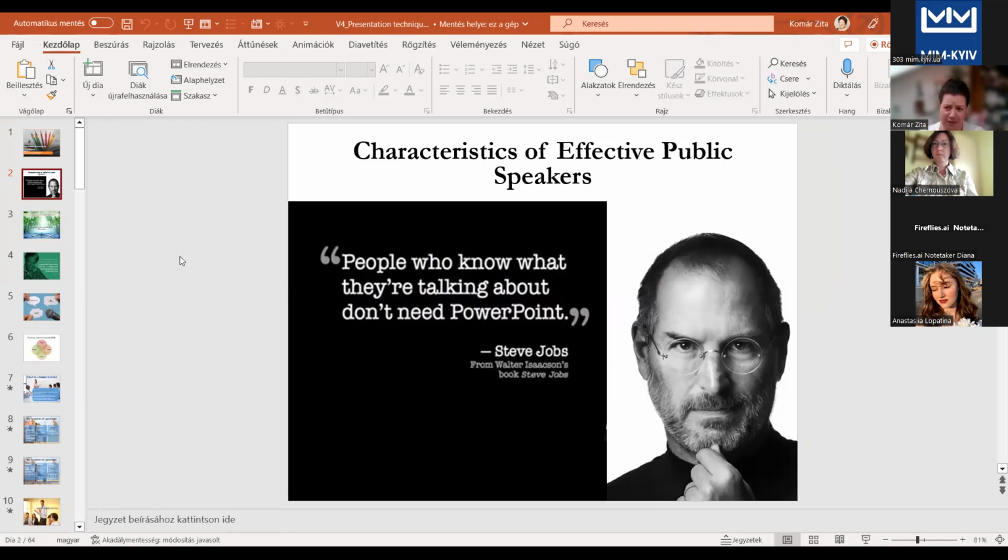The first one is from Steve Jobs, and we know him as a really good presenter. Many people like the way he presents. It's some kind of an unorthodox approach that he has in presentation. He wasn't doing the things that others did. And one of his ideas was that people who know what they are talking about don't need PowerPoint or any other visual aid to support the idea, the material.